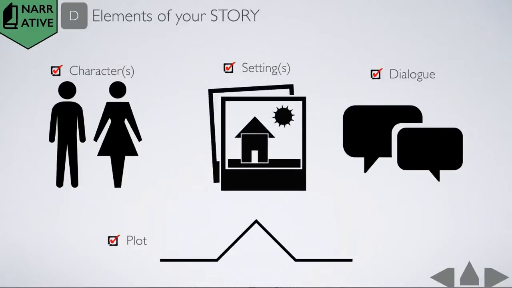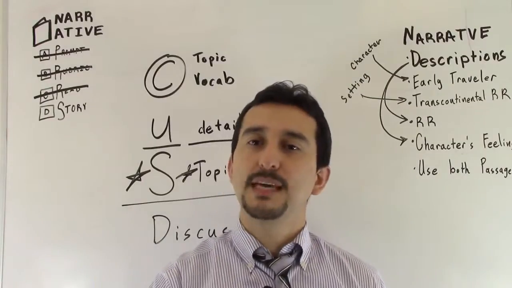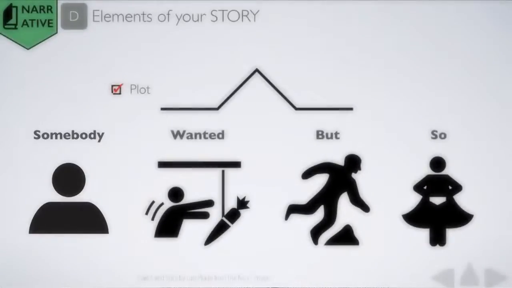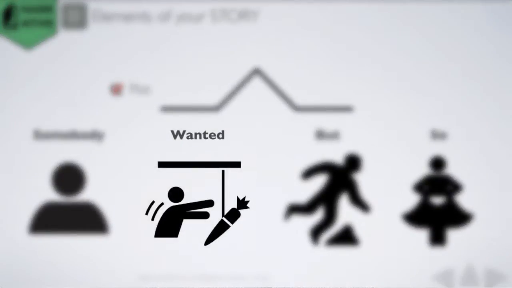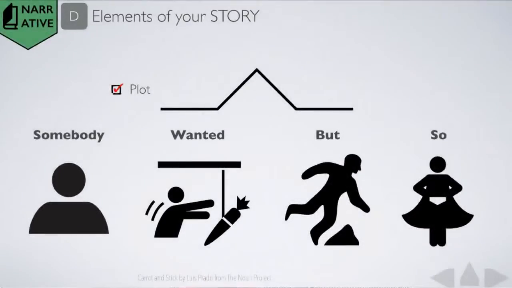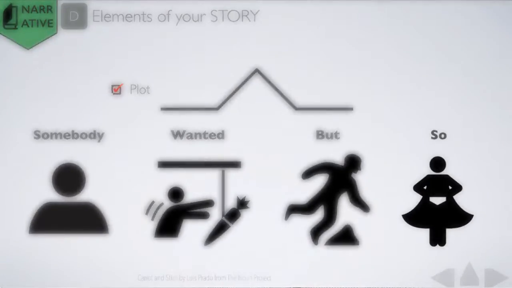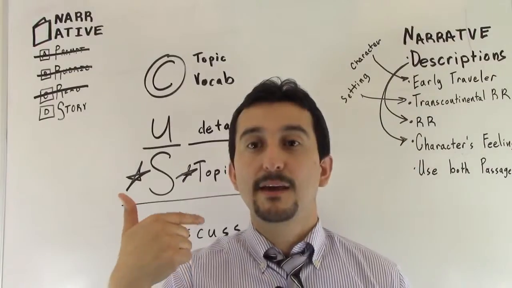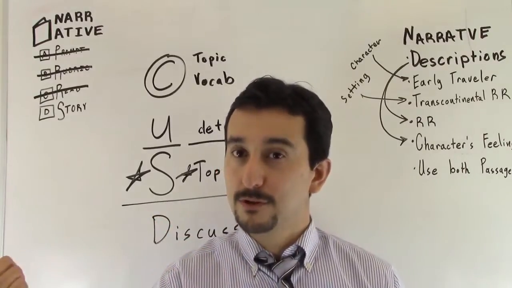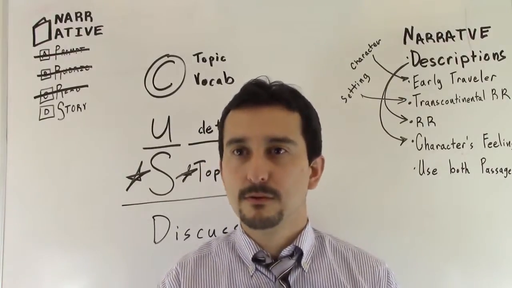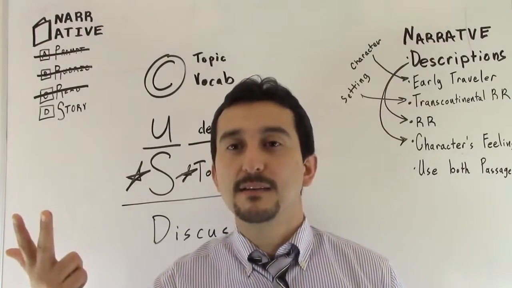Well, a basic plot structure, when complete, should be able to fill in the Somebody Wanted But So strategy. The somebody is the narrator or main character. You should be able to describe what they wanted, their motivation, as well as the obstacle, the but, the obstacle that got in the way, and the so, the resolution. So that requires there to be a main character, a conflict to push the plot along, and of course the overcoming of an obstacle, which also goes into conflict, and that so ties it all together with the conclusion.